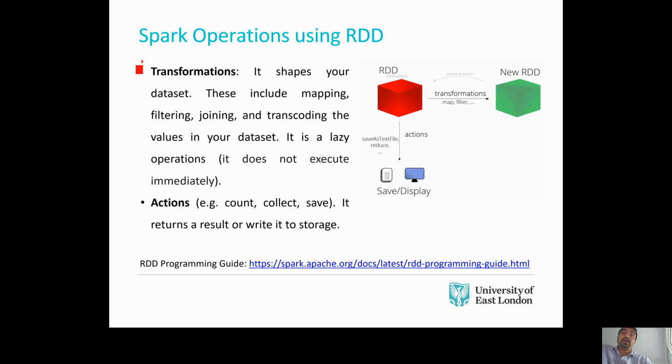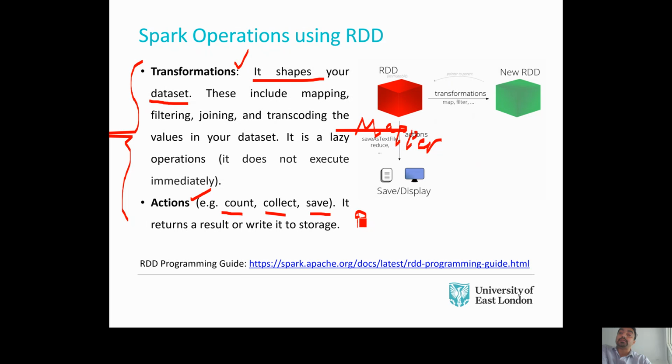So guys, programming, very important part. Spark operation, guys, we have two kinds of operations. We call them transformation and actions. For transformation, it shapes your data set. It means if you want to apply any mapping, filtering, joining, you can apply transformation. This is similar to the mapper phase, exactly the mapper phase in Hadoop. And action is exactly the aggregation part. This is exactly the reducer part.